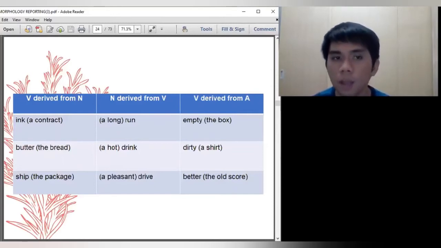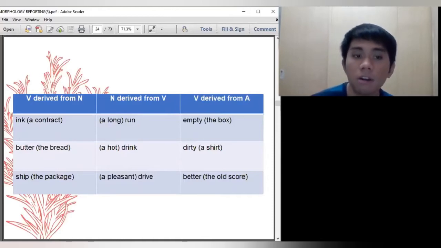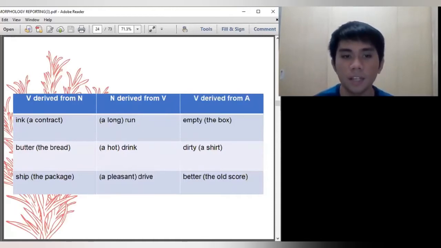We also have nouns derived from verbs. So we have run, drink, and drive. Originally they are verbs, but now they can be used as nouns, like a long run, a hot drink, a pleasant drive. We also have verbs derived from adjectives. That's empty the box, dirty a shirt, and better the old score.